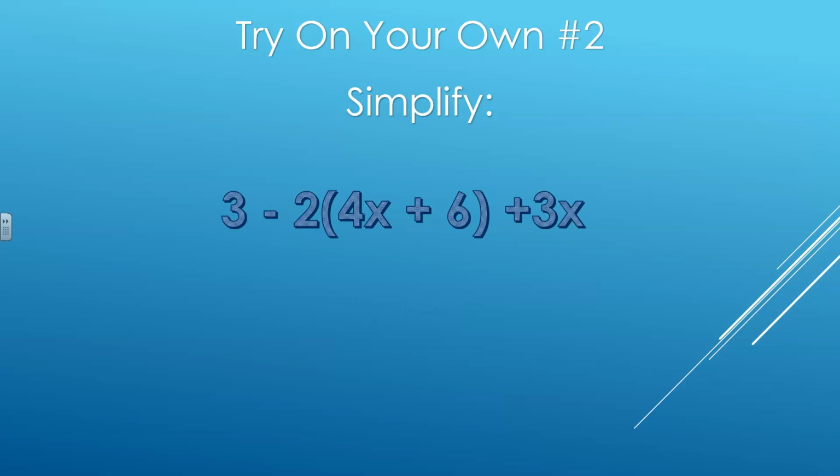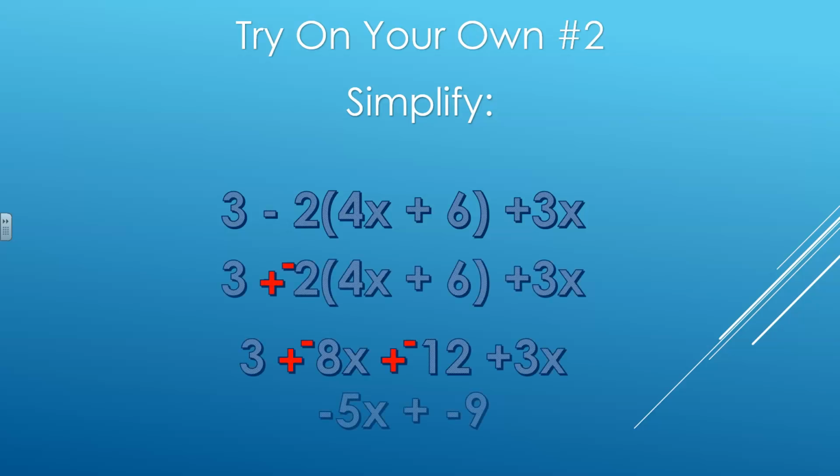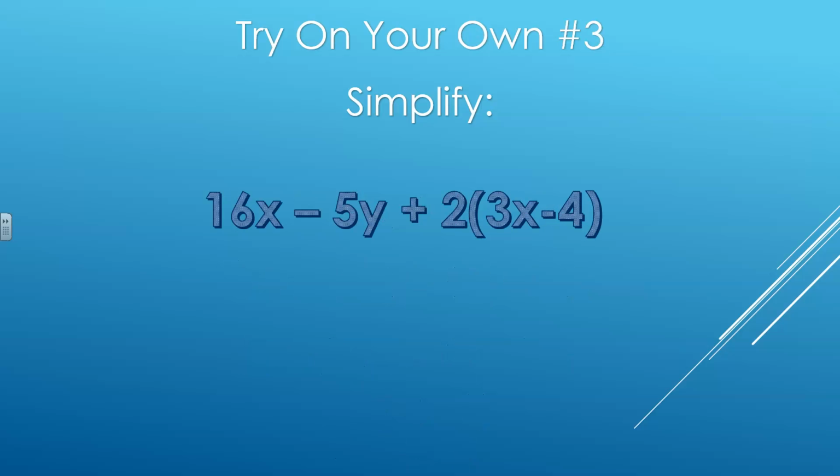Here's your second try on your own. 3 minus 2 times 4x plus 6 plus 3x. Go ahead and pause the video. We should get negative 5x plus negative 9, or remember that add the negative or add the opposite, we get negative 5x minus 9. Try on your own number 3.